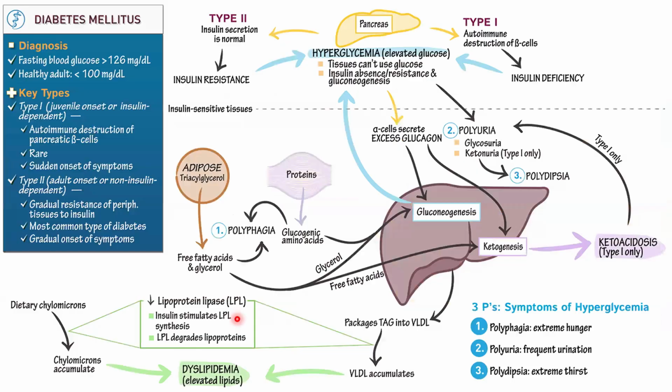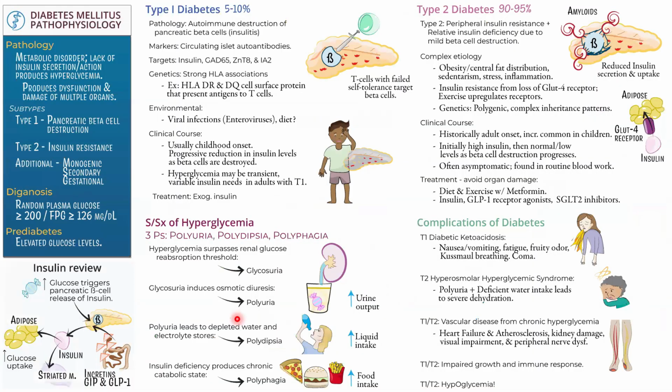Okay, before we go on, I'd like us to appreciate the complications of diabetes. The complications of diabetes include diabetic ketoacidosis, where the person has nausea, vomiting, fatigue, fruity breath, and such. The person also has vascular diseases, and hypoglycemia.